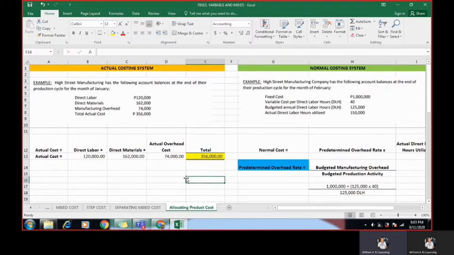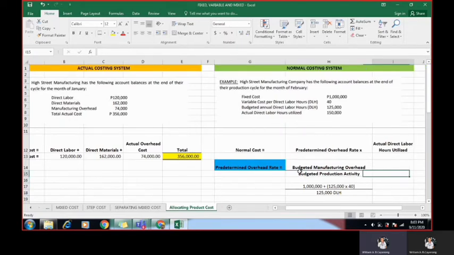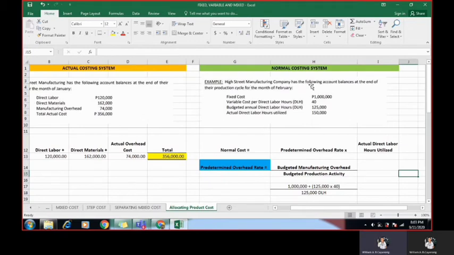So example, read natin yung example. High Street Manufacturing Company has the following account balances at the end of their production cycle for the month of February. We have fixed cost 1 million. Variable cost per direct labor hours natin is 40. Kada direct labor hours, the variable cost is 40 pesos. We have budgeted direct labor hours is 125,000 and actual is 150,000 direct labor hours. So, if you could observe, meron nang budgeted at meron nang actual.